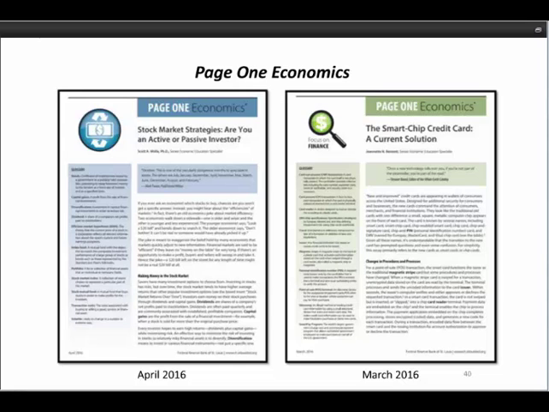On the right side, you see Page One Economics. This one is green. Every other month, we publish a special version of Page One that focuses on finance, and those issues are green. And so this is the March issue that talks about the smart chips that are currently being used in credit cards.